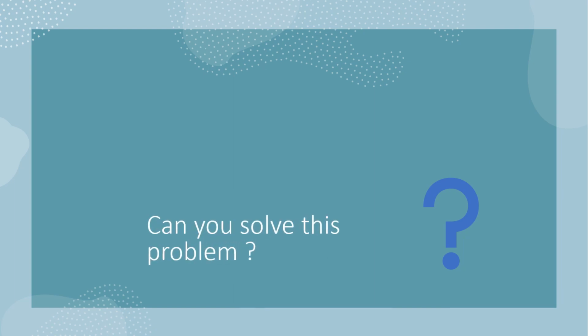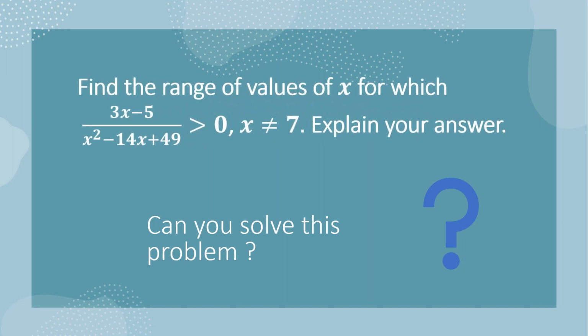Hi student, in this video we're going to do a rather interesting problem. So what is this problem? We are asked to find the range of values for x for which (3x - 5)/(x² - 14x + 49) is greater than 0, and x cannot take the value of 7. And you're asked to explain your answer.